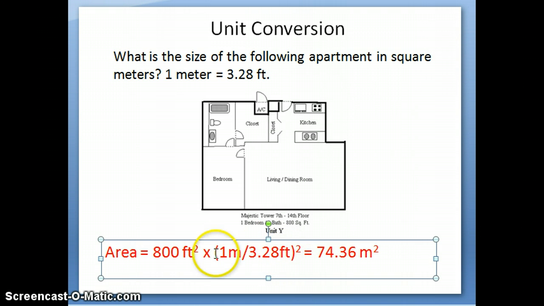In order to make this unit into a squared unit, what you need to do is basically square that conversion factor, as I'm showing right here. So in other words, you're going to make your calculation as 800 square feet times 1 over 3.28 with the appropriate units, and then square that, and the square foot unit will cancel, and you end up with square meters as your answer.